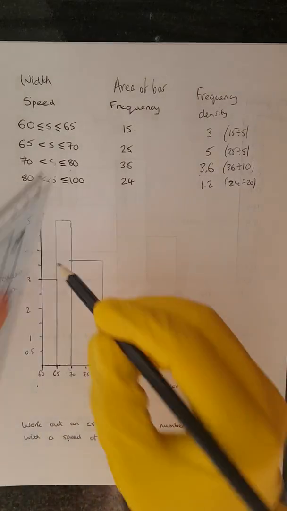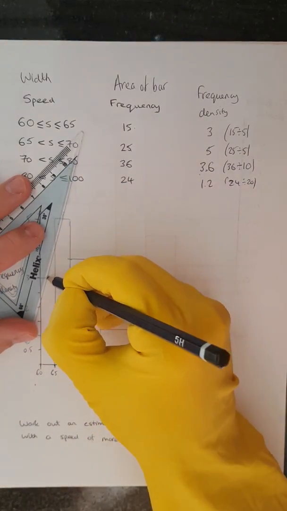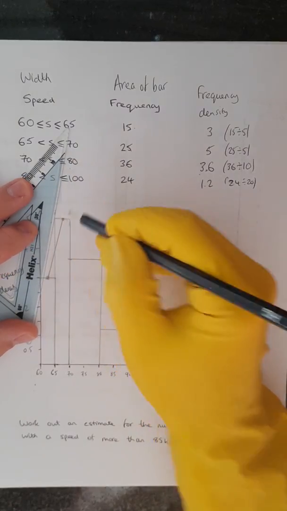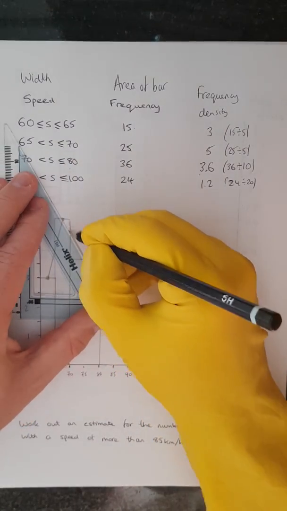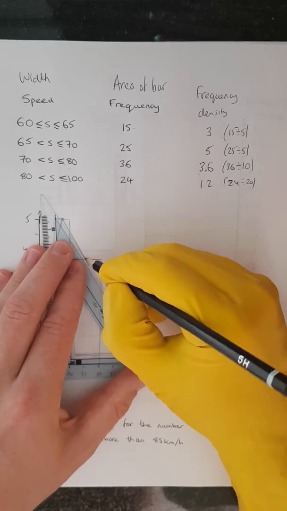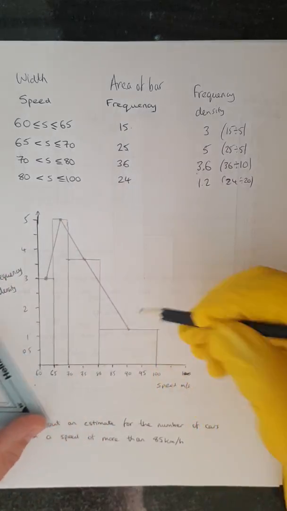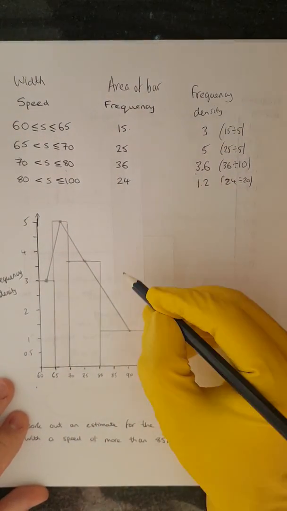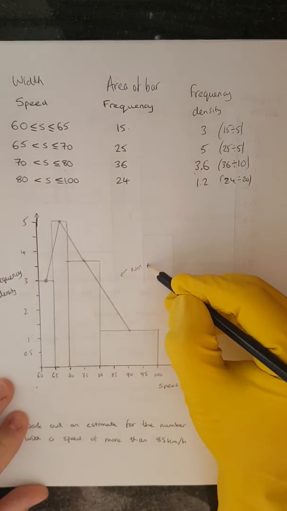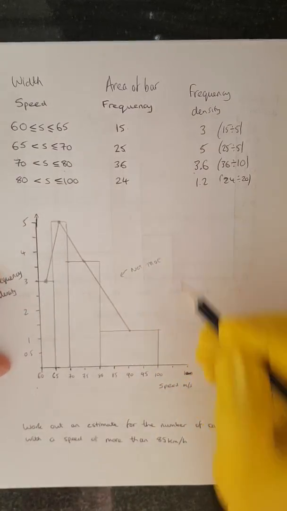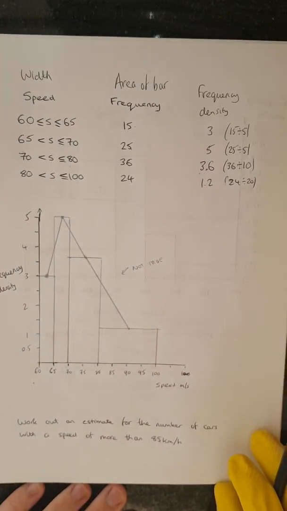The frequency polygon would show that. If this had been a frequency, you'd see it dropping off like that. But that's not actually true. That's from frequency density, so don't watch that too closely.